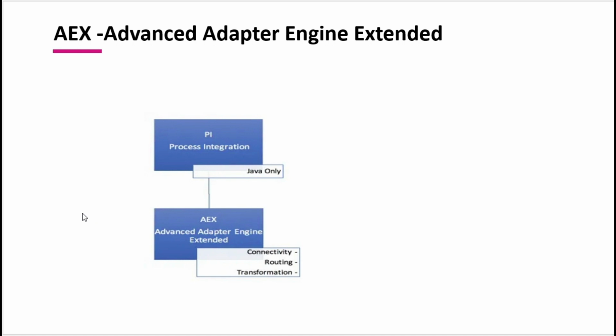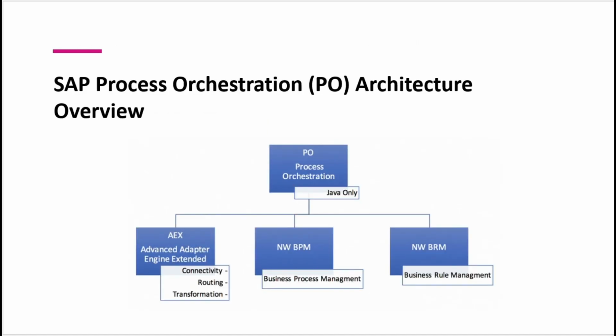So now let's talk about SAP Process Orchestration. Process orchestration architecture, as you see, PO architecture again is Java only, and it has new business process management and BRM, business rule management as well, along with AEX. So here is the overall architecture.